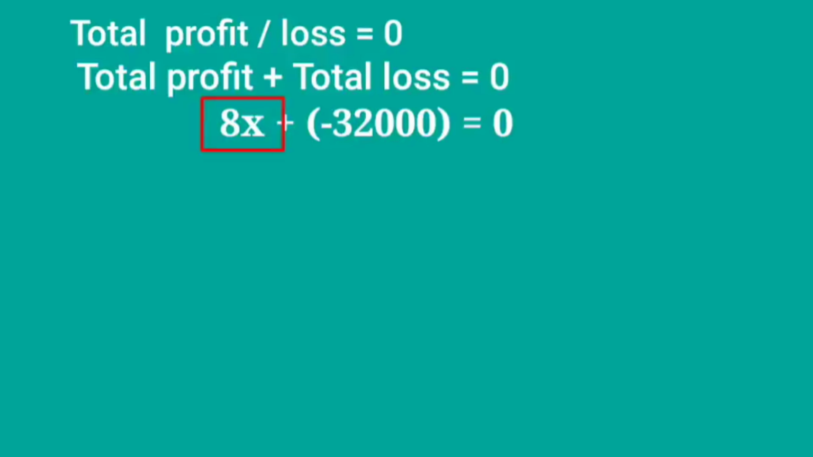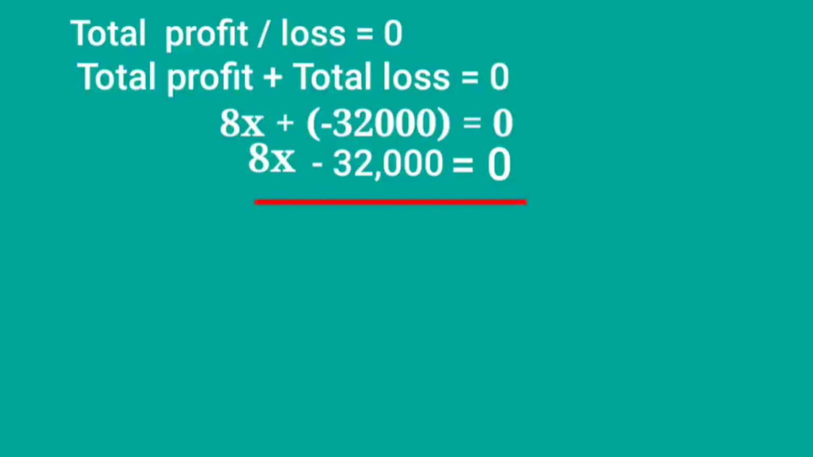Next step, write the 8x as it is. Multiply the operation sign plus by the sign of 32,000, the sign which is inside the bracket. So, plus into minus is equal to minus. Write the minus sign in the next step and write the 32,000. So, 8x minus 32,000 is equal to 0.